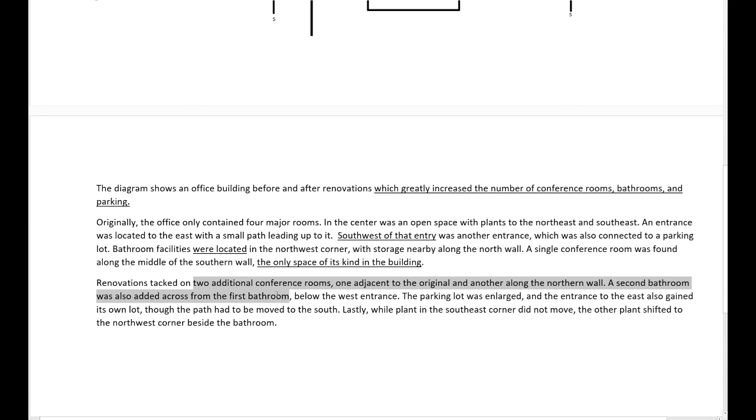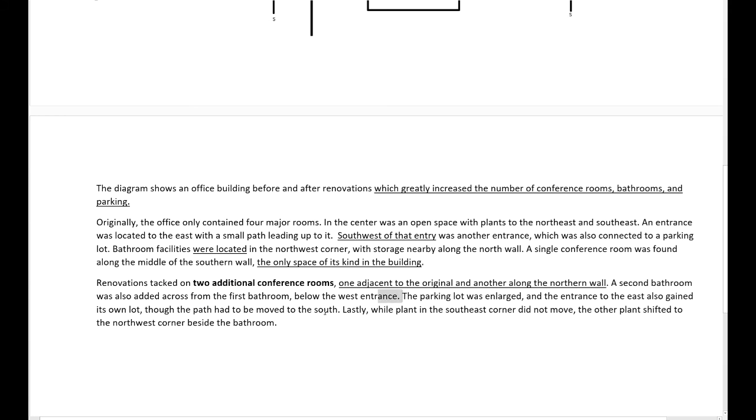Notice what's going on here. 2 additional conference rooms, one adjacent to the original and another along the northern wall. You can do this. This is a nice strategy here too. So you're saying, look, there's 2 rooms, and then you separate it with a comma, and then you describe each of them. One was this, another was this. Okay, I think that works well. A second bathroom is also added below west entrance.